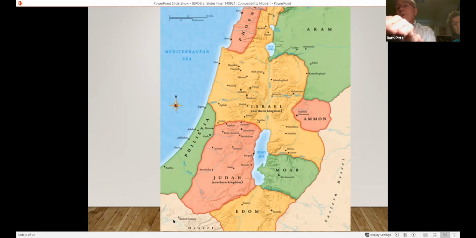So you have Edom to the right, Moab above it, and Ammon. Those are three constant foes for the Israelites. On the other side over here is Philistia, on the other side of Judah and on the Mediterranean. And that was the most difficult of all the foes that they had.